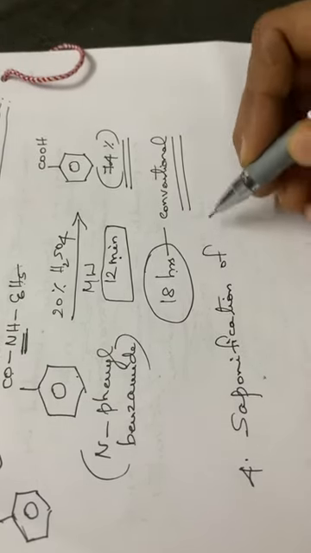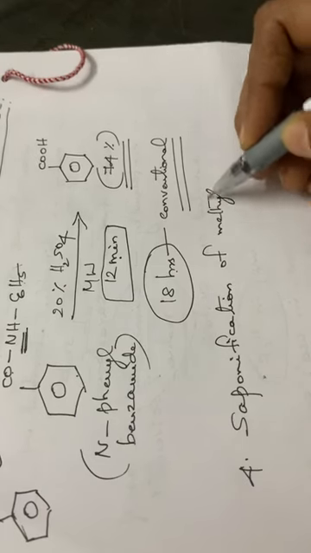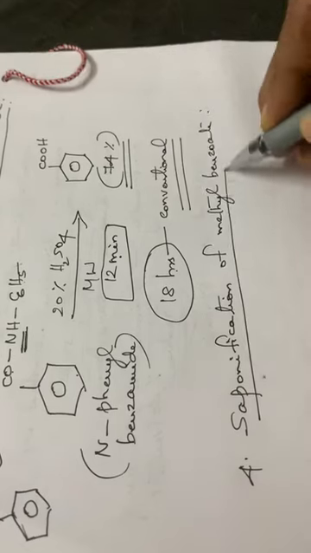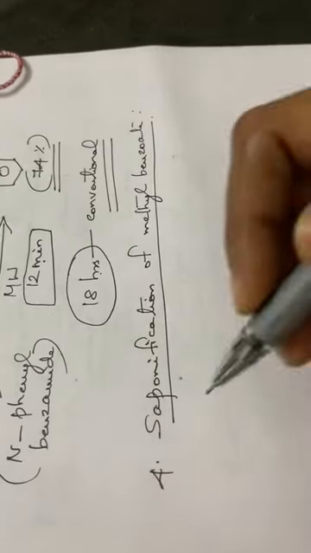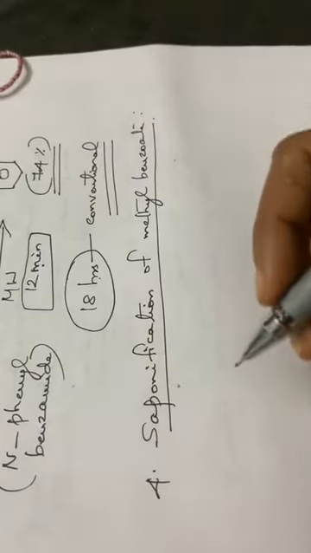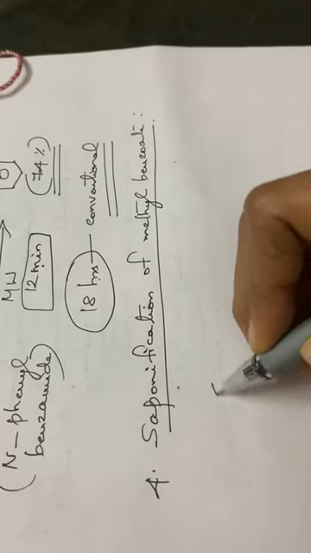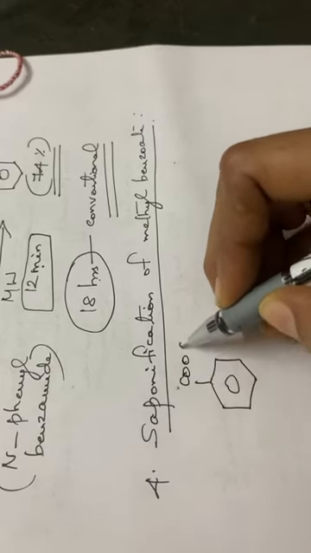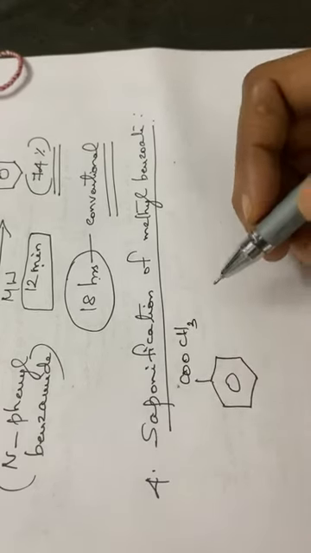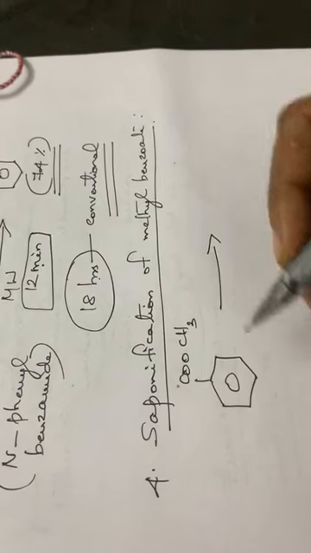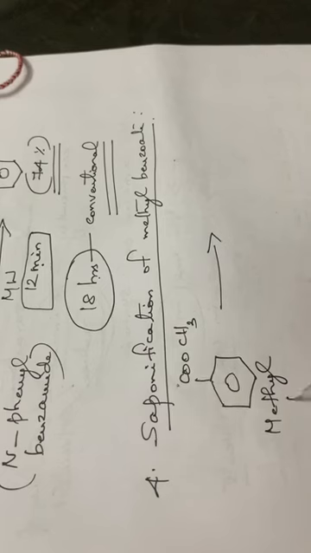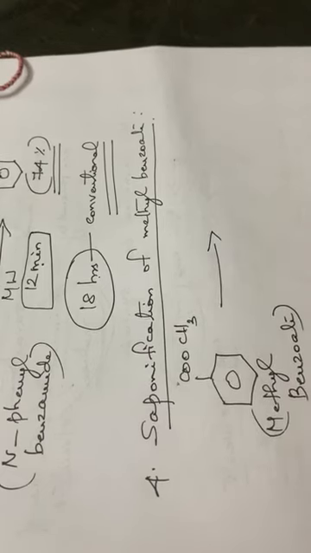Then the next reaction, that is the saponification of methyl benzoate. Saponification of methyl benzoate. Here also we are using a microwave assisted reaction. See here, methyl benzoate, that is C6H5COOCH3, ester group COO, isn't it? So this is methyl benzoate. I think in the textbook the name is written wrong. You have to correct it.